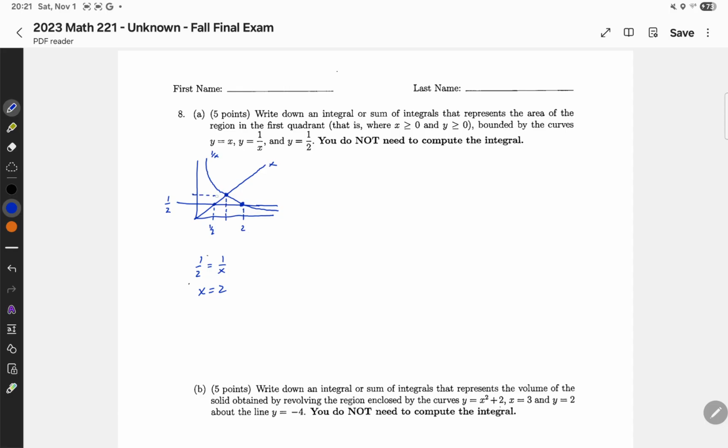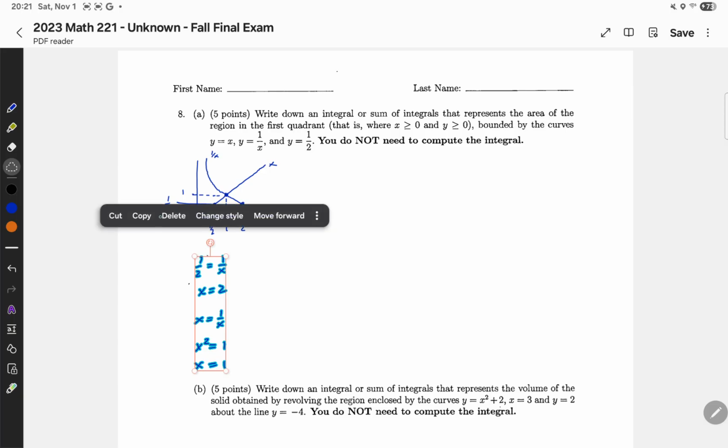Where is y equals x the same as 1 over x? This is going to be at x squared equals 1, or because we're only interested in the positive part, x equals 1. So x is equal to 1, and of course y is also going to be equal to 1. This is something I would probably recommend you do on your scratch paper.